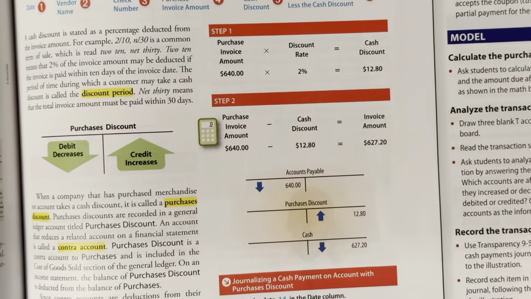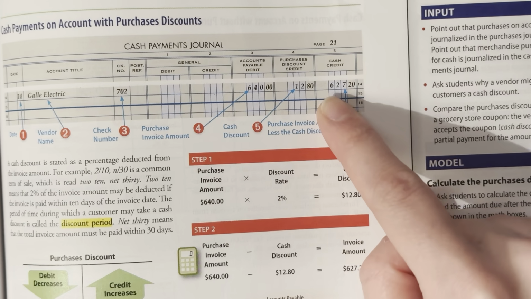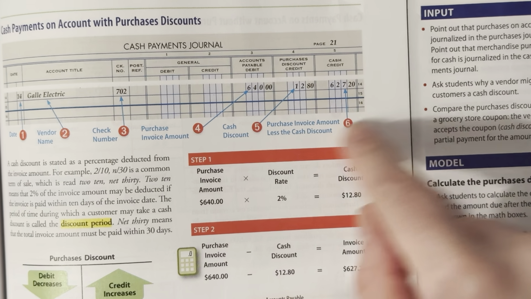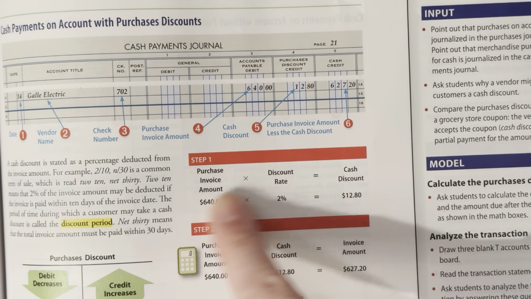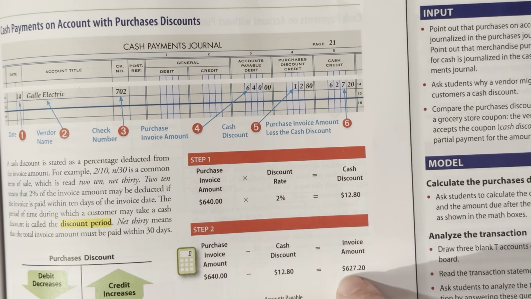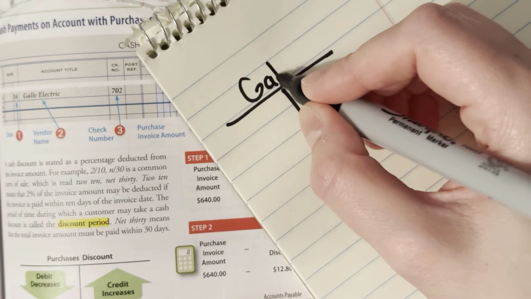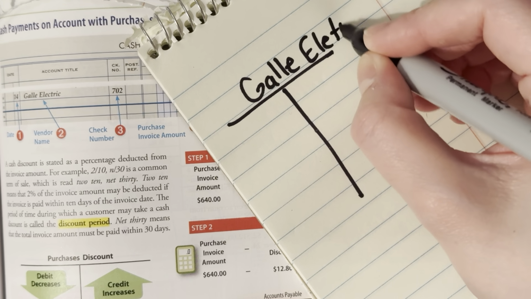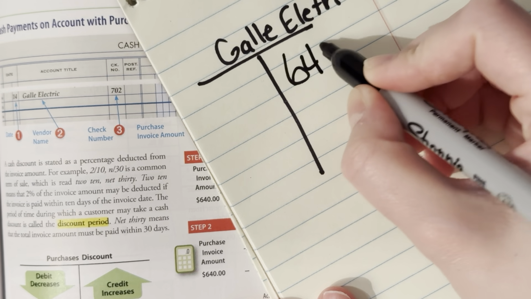Paid cash on account to Galley Electric for $627.20. This is what I would do first. And right here, this is nice. They calculated that cash discount for you. 640 times 2%. The cash discount is $12.80. 640 minus $12.80 is $627.20. So I want you to see something, because when we originally bought this, we bought it on account from Galley Electric. We bought $640 on account.